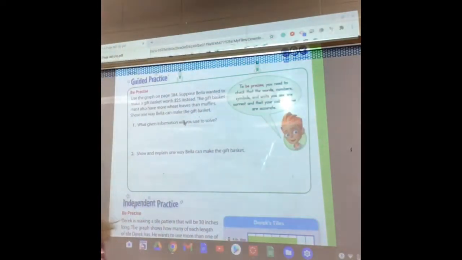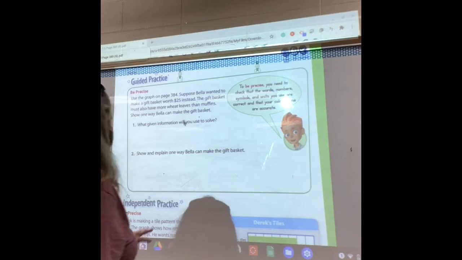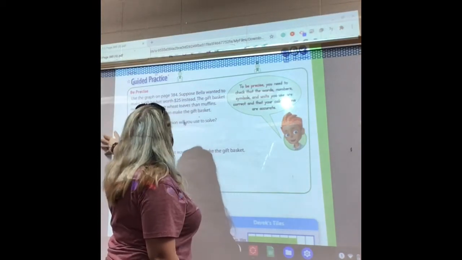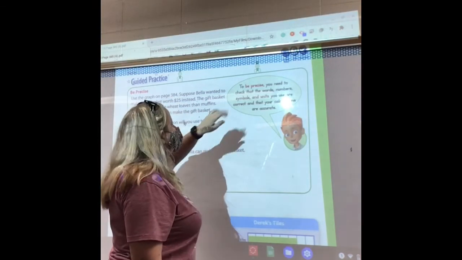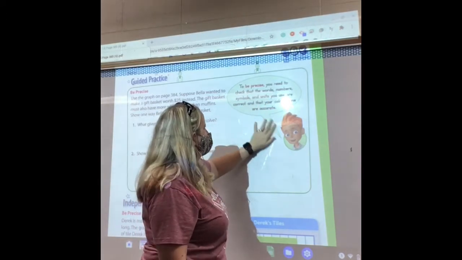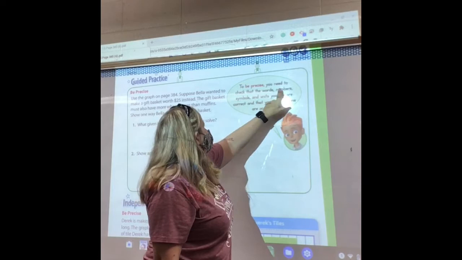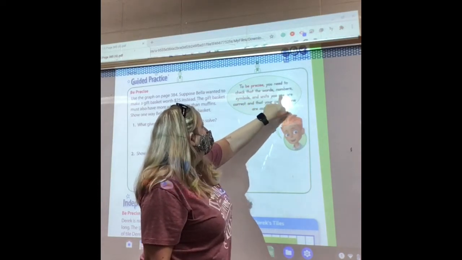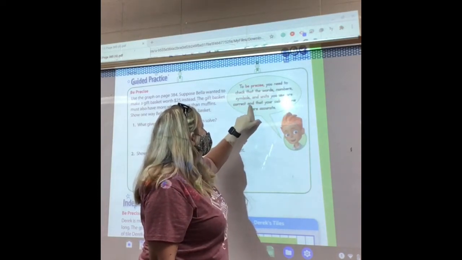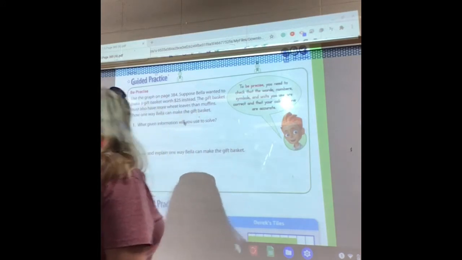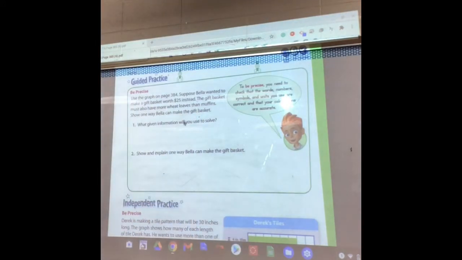We're working on page 385. We're going to skip this part right here because I can't pull up page 384. But we do need to know about this bubble up here. It says, to be precise, you need to check that the words, numbers, symbols, and units you use are correct and that your calculations are correct. So today is about precision and double checking our work.